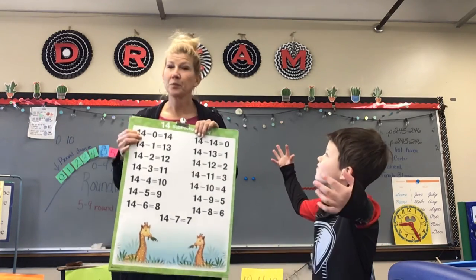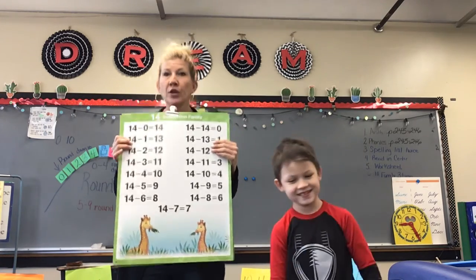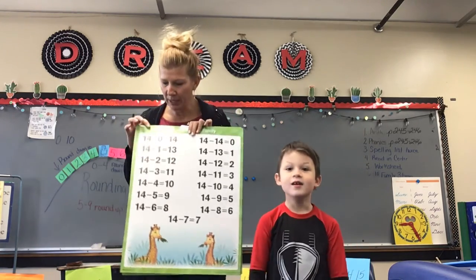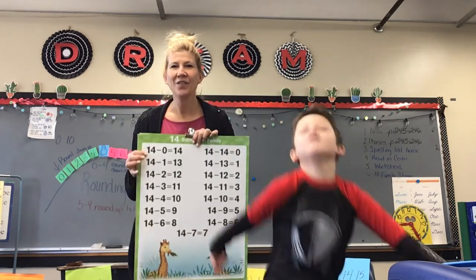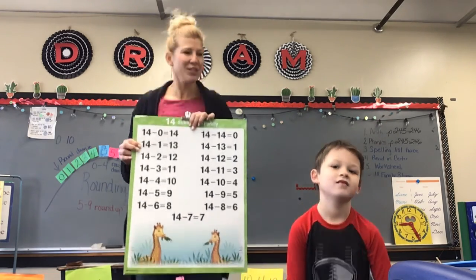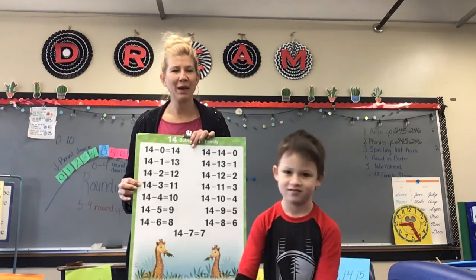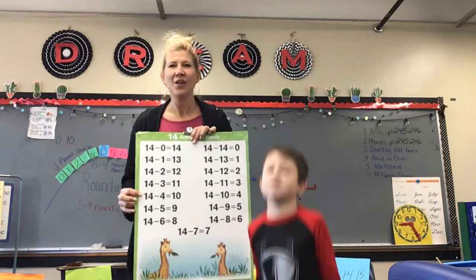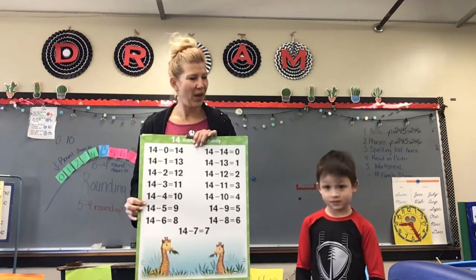All right. This time on the answer, you're going to do a hop. Or you can do a double hop. Let's do a double hop. I like that better. Right? 14 minus 0 equals 14. 14 minus 1 equals 13. 14 minus 2 equals 12. 14 minus 3 equals 11. 14 minus 4 equals 10. 14 minus 5 equals 9.